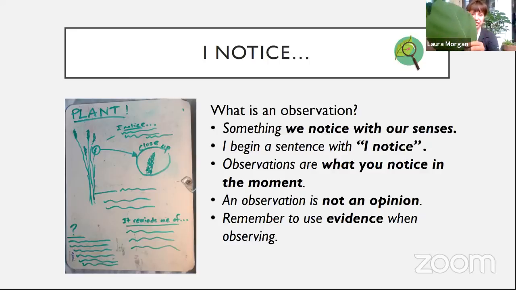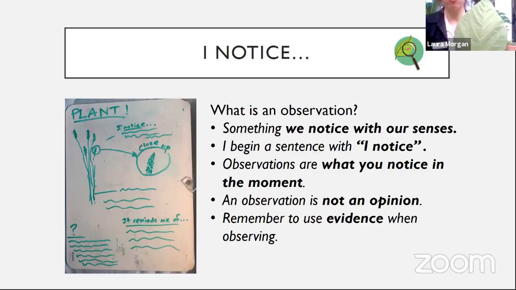So here's my leaf. I notice that there are a lot of little hairs on the underside of my leaf. I notice that my leaf has a lot of little crevices. I notice that there are high points and low points on my leaf, right? So anything that you notice, right? I notice that one side of my leaf is darker than the other side. It's a little bit lighter.